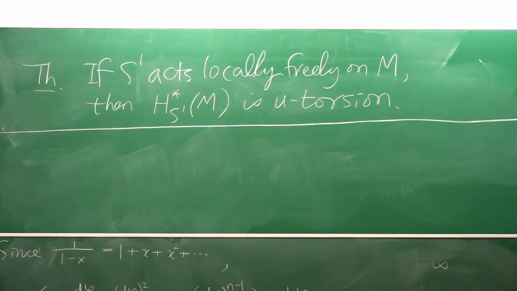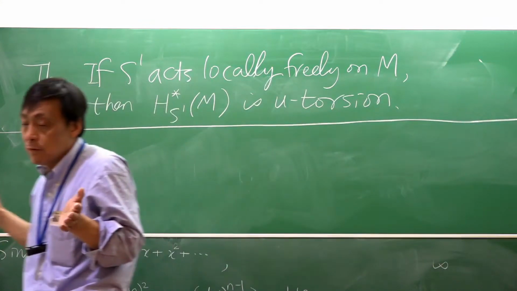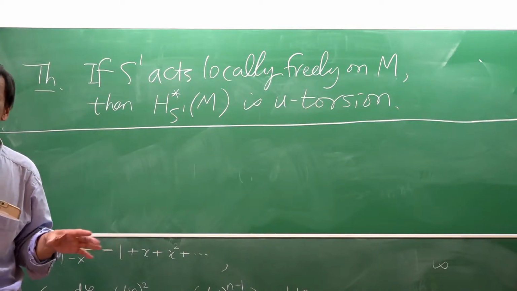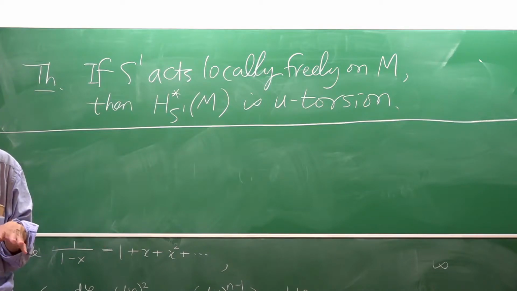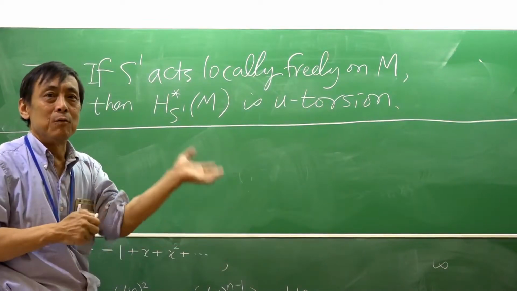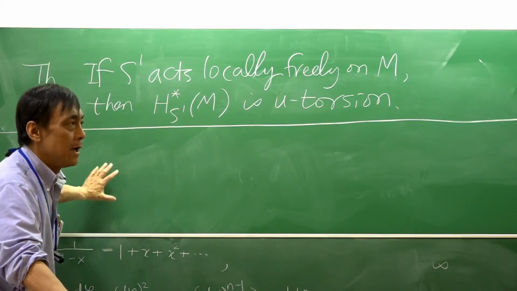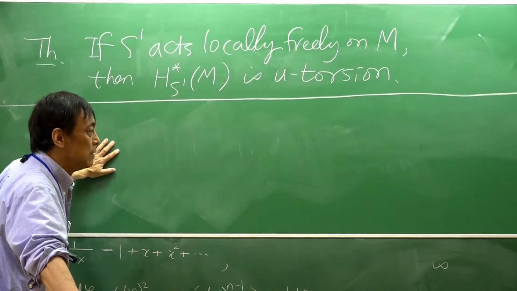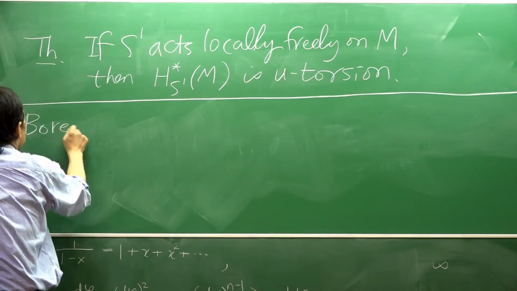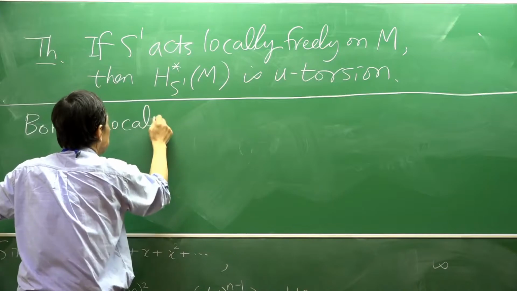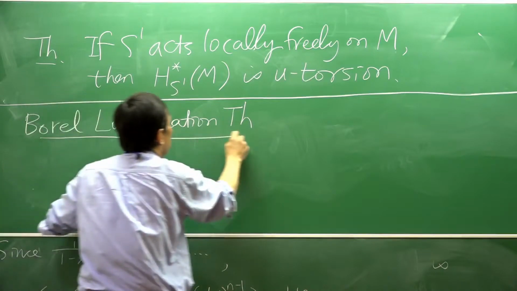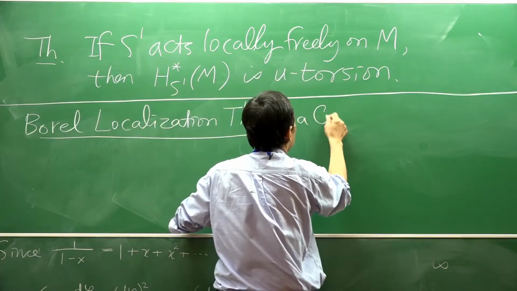Okay, now I'm going to prove what's probably the most important theorem about equivariant cohomology so far. Okay? Well, the equivariant Stokes theorem is very important, but we didn't prove it. I will prove it at the end. Now I'm going to prove a theorem that's called the Borel localization theorem. Okay? For a circle action.